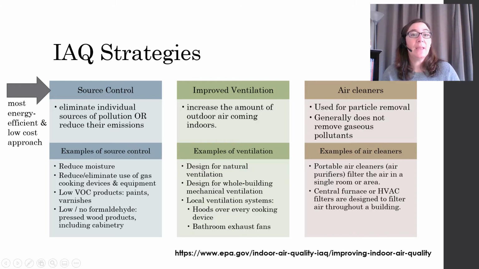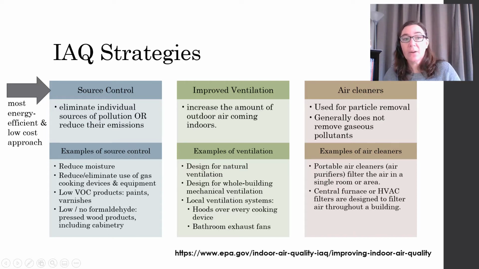The next category is improved ventilation. And in general, the strategies in this category are going to increase the amount of outdoor air coming indoors, right? How could we do this? Well, you can design for natural ventilation. You can design for whole building mechanical ventilation systems. And also you can install local ventilation systems. For residents, this would include hoods over cooking devices and bathroom exhaust fans.